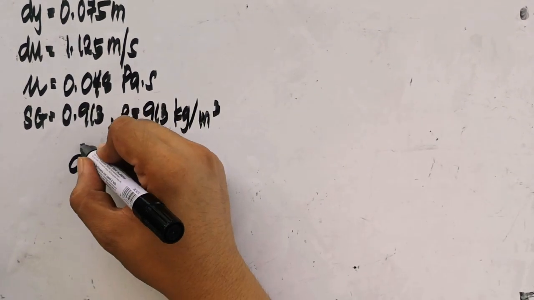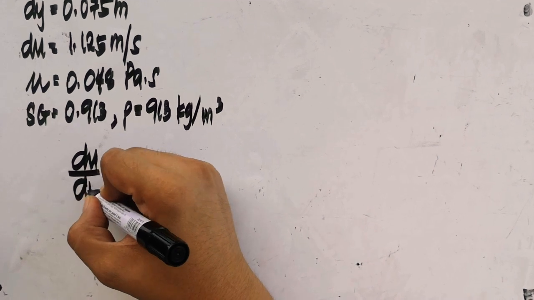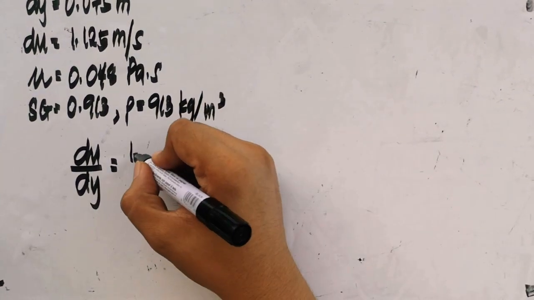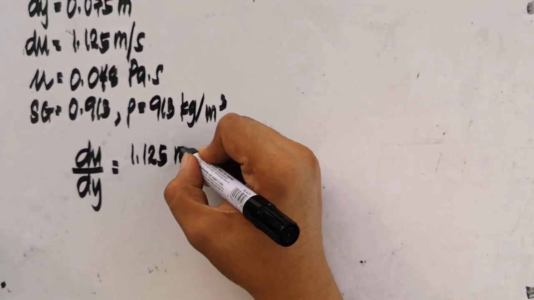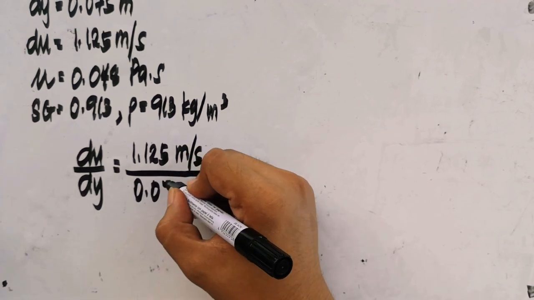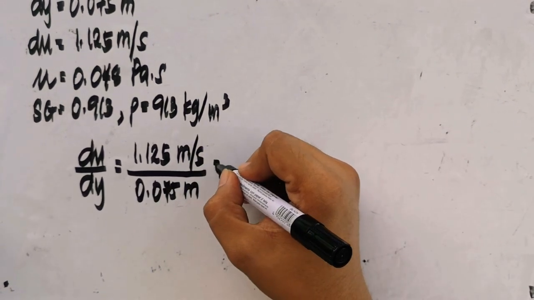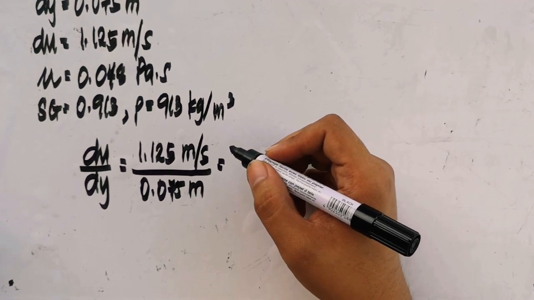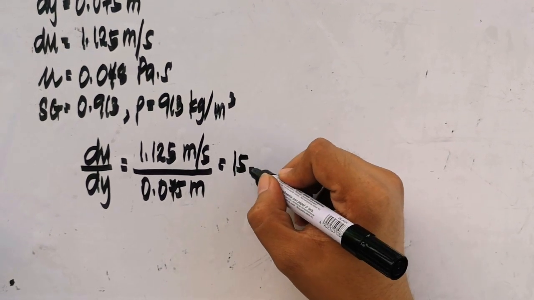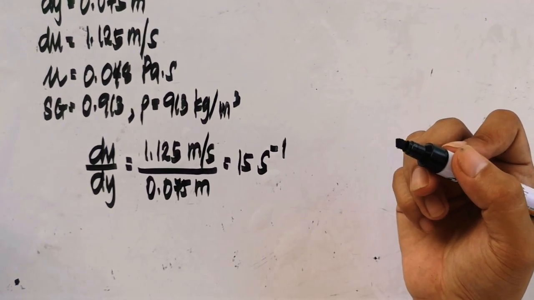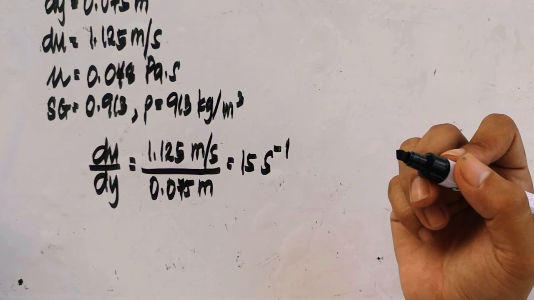What is the velocity gradient? Velocity gradient is du over dy. So what is du over dy? 1.125 meters per second over dy of 0.075 meters. So this is equivalent to 15 per second or second inverse. Okay? So, that's our first answer.